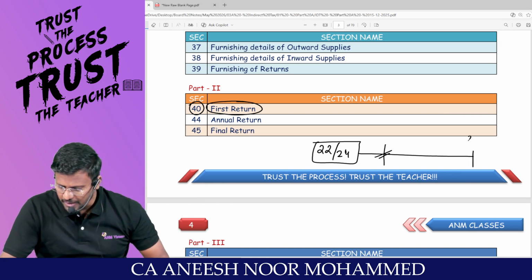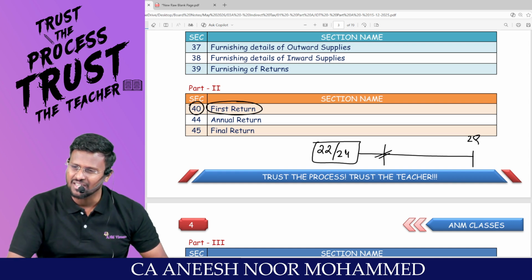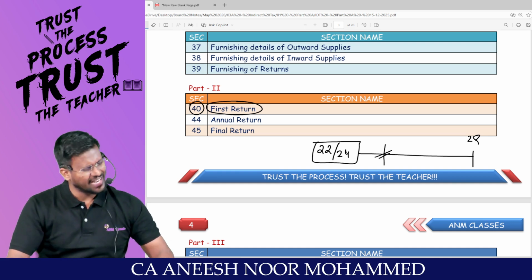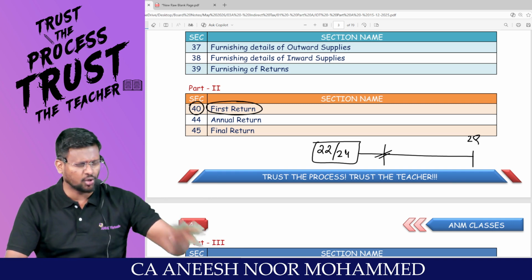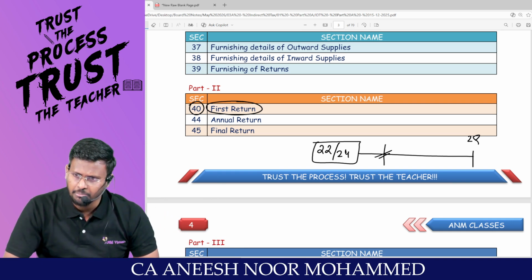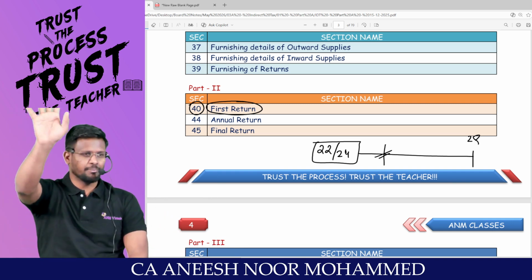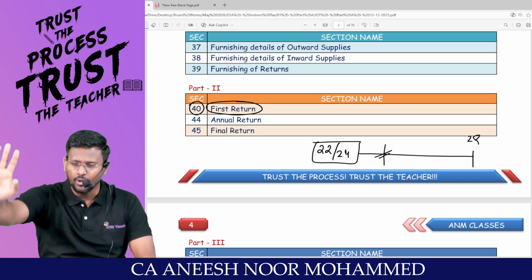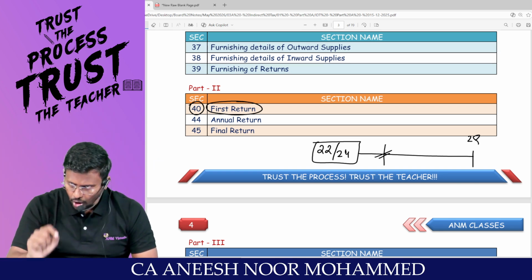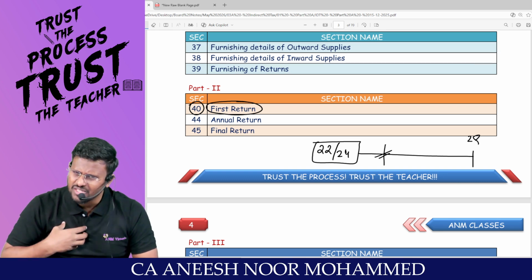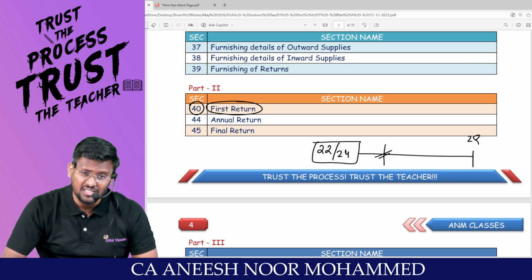Sir, as per section 29, you can cancel the registration. Sir, I am cancelling the registration. I don't want the registration at all because I stopped the business. I'm leaving, I'm not going to continue the business. If I am not going to continue the business, do I need registration? No, sir. I can cancel the registration.